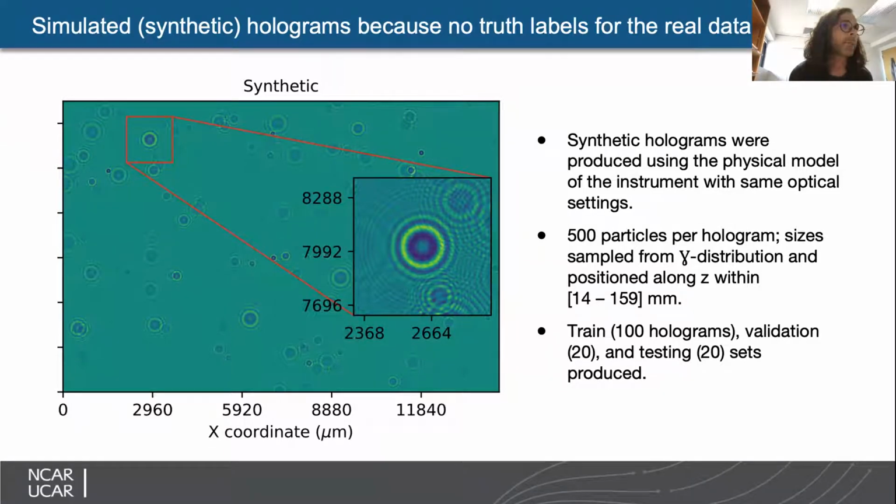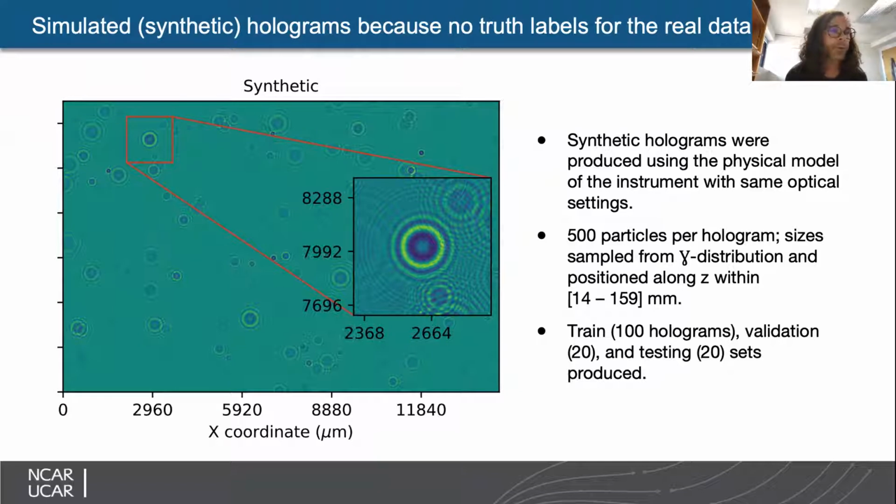Every single one of these holograms that we generated has 500 particles in it. The particles are distributed randomly along X, Y, Z, and we sample the diameters of these particles from a gamma distribution. Because we wanted these synthetic holograms to be very similar in size and other details relative to the holodeck holograms, we generated these assuming that they were positioned between 14 and about 160 millimeters from the detector arms. That's pretty close to the same operational range that the standard method was used to process on the data sets that I'll show coming up.